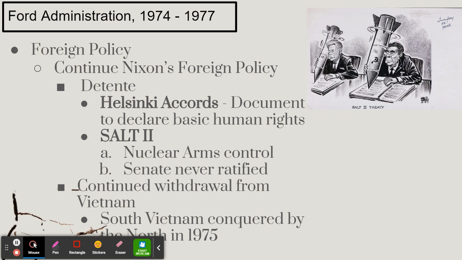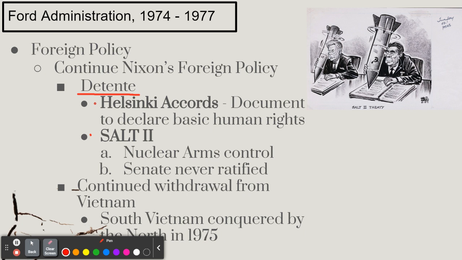Foreign policy-wise, Ford decides to continue detente. And this is important because he wants to focus on the domestic policy of the United States. He doesn't really want to focus on the Soviet Union. He wants to bring the tensions down with the Soviet Union. So the two important pieces are going to be Helsinki and the SALT II Treaty.